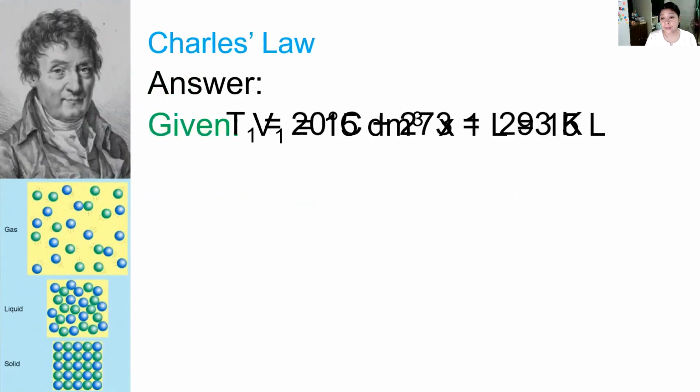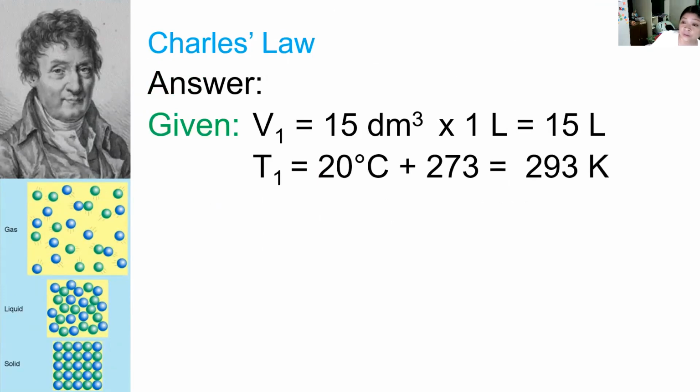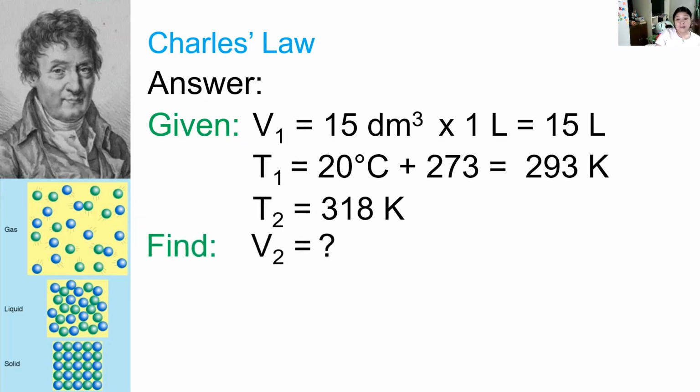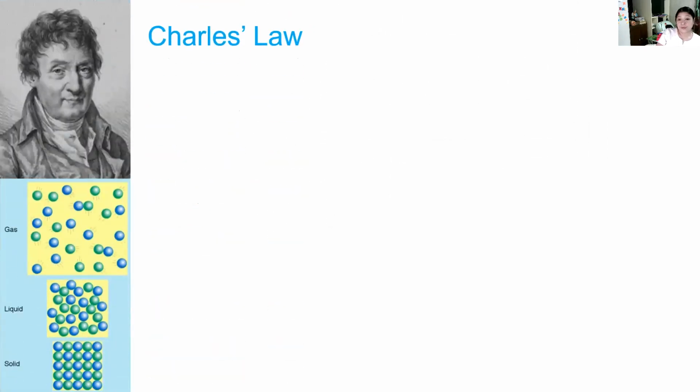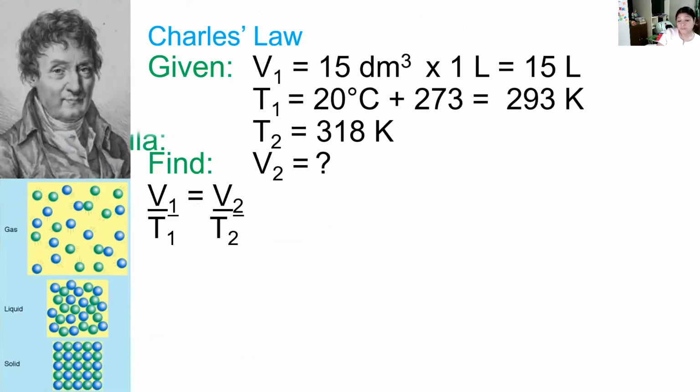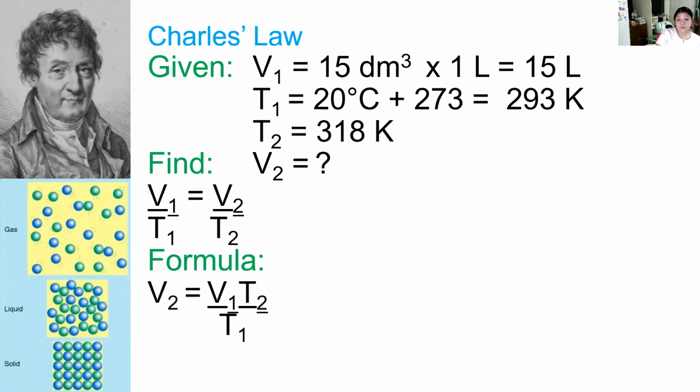Identify the given. V sub 1, 15 decimeter cube times 1 liter, is equivalent to 15 liters. T sub 1 is 20 degrees Celsius, add 273 equals 293 Kelvin. T sub 2 is 318 Kelvin. Let us find V sub 2. The formula that we are going to use is V sub 2 equals V sub 1, T sub 2 over T sub 1.